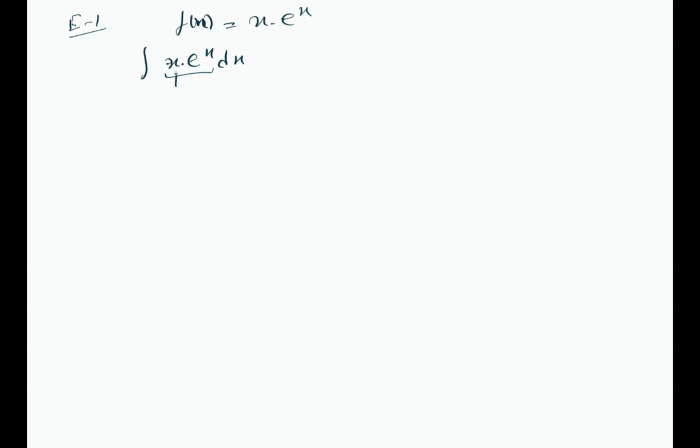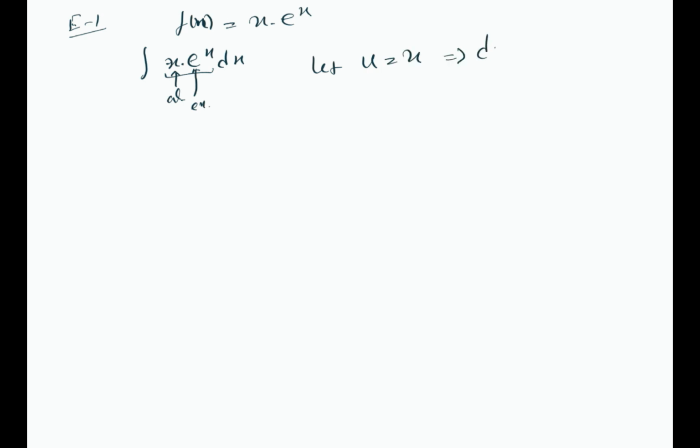One function is algebraic, and another one is exponential. So if you check the rule of LIAT, you will definitely see x comes before e to the power x, because e to the power x is an exponential function and x is an algebraic function. Because algebraic comes first, we need to label x as u. So we can label them like that. u is equal to x.